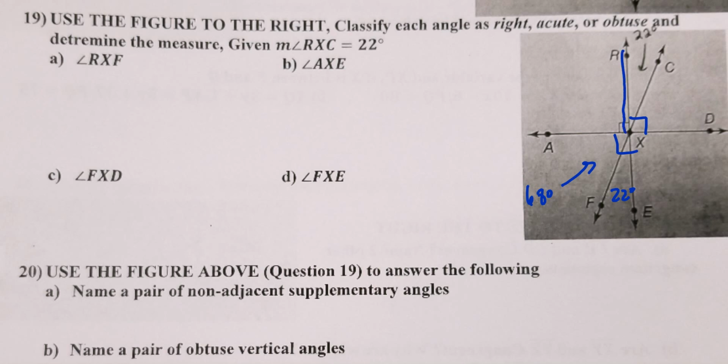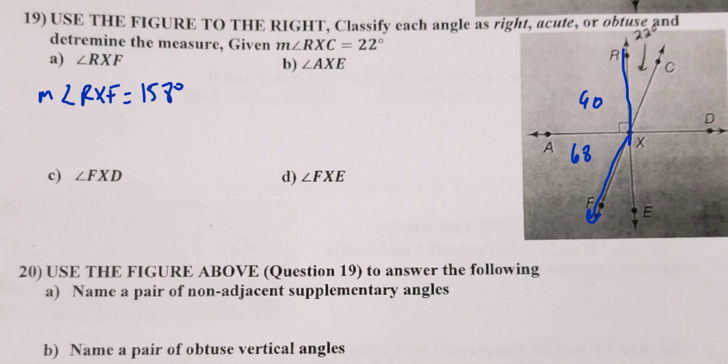So I'm going to clear all the drawings. Except I'm going to say RXF. So we know this is 90, and we know this is 68 from the math we just talked about. Put them together. So the measure of angle RXF equals 158 degrees, which makes that obtuse. So that's good.